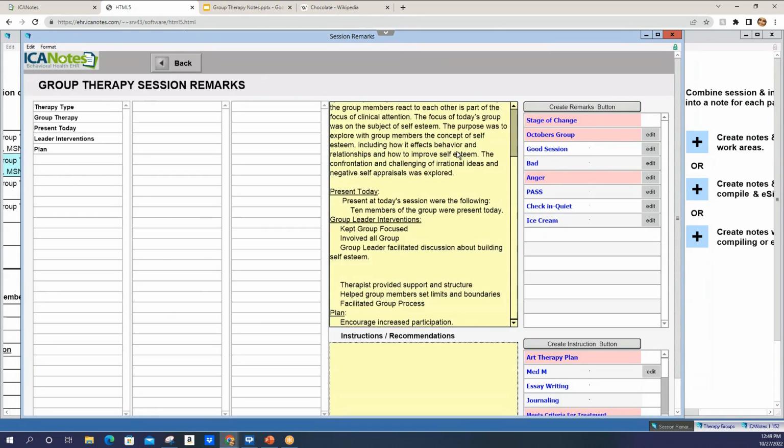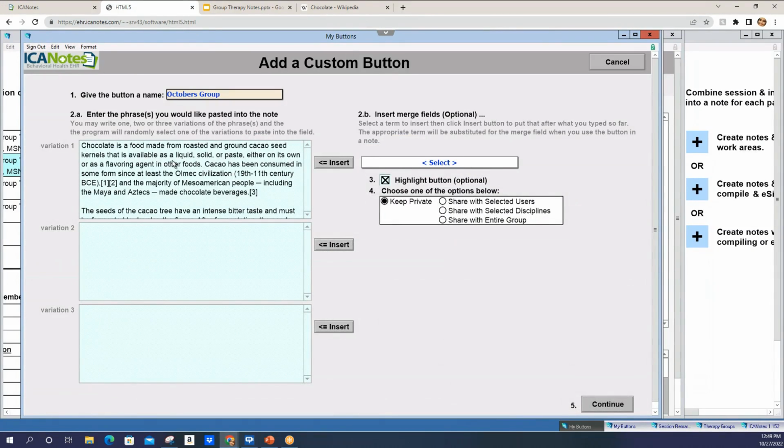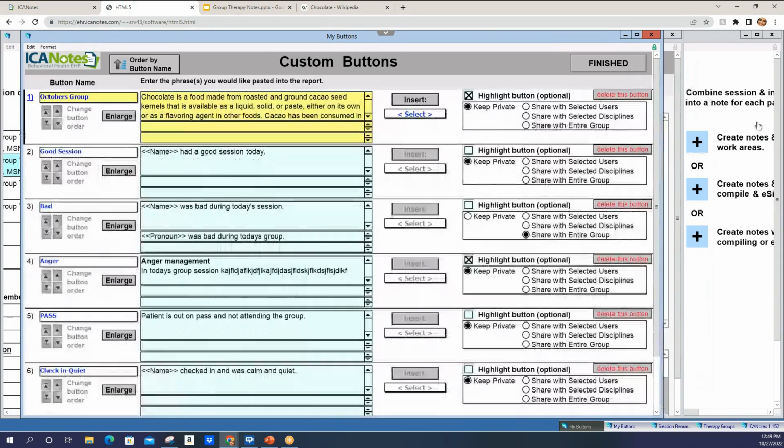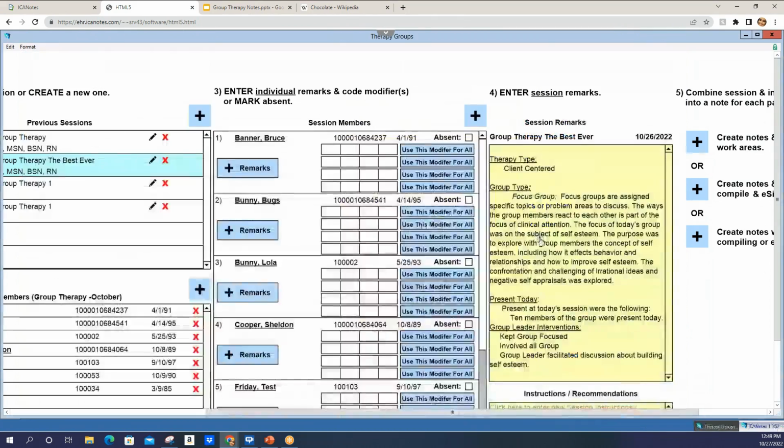And when I talked about changing up your template, that's what we do in ICANotes. We change the verbiage. But when you have the ability to create your own templates in here as well, you can create multiple variations of them that are completely randomized. You don't have any control because it's randomized. You push the button, and variation 3 may come out, variation 1 may come out, variation 2 may come out. So that's one of the nice ways. If you want to get your own templates in here, you can. So very quickly, I've got this description of the group, who was present, leader interventions, plan. This goes on everyone's note.